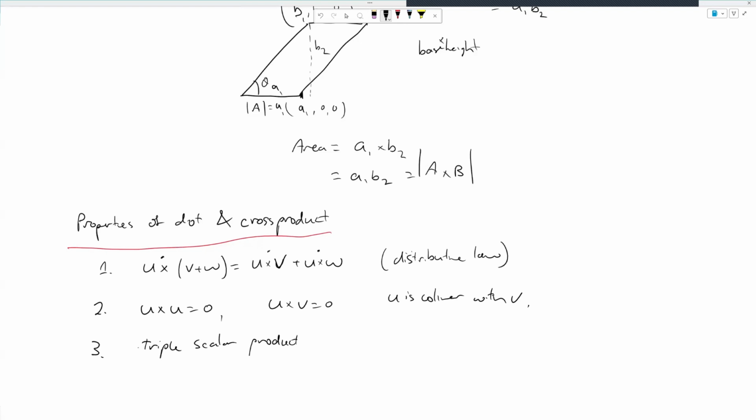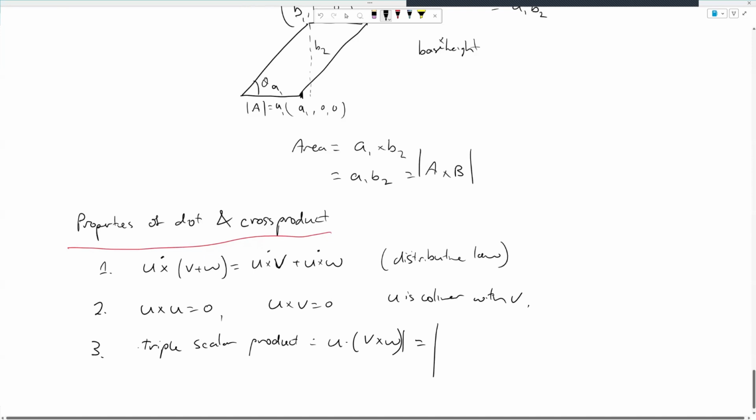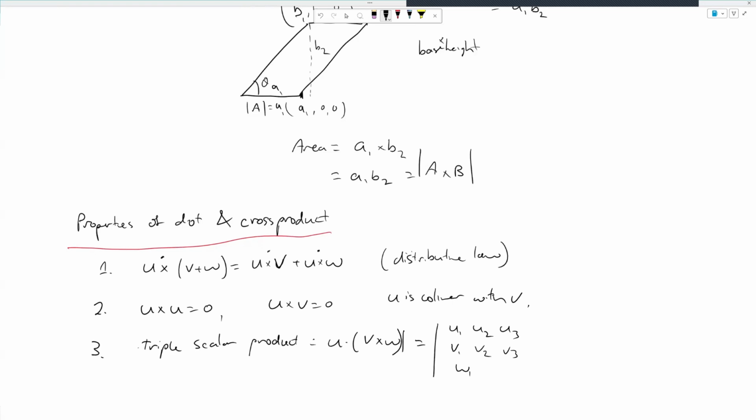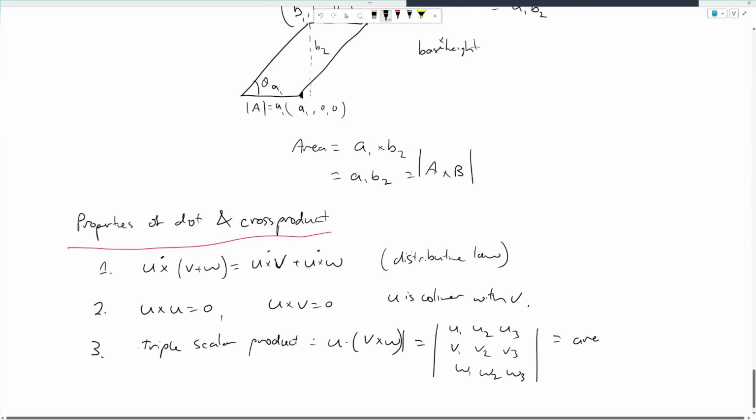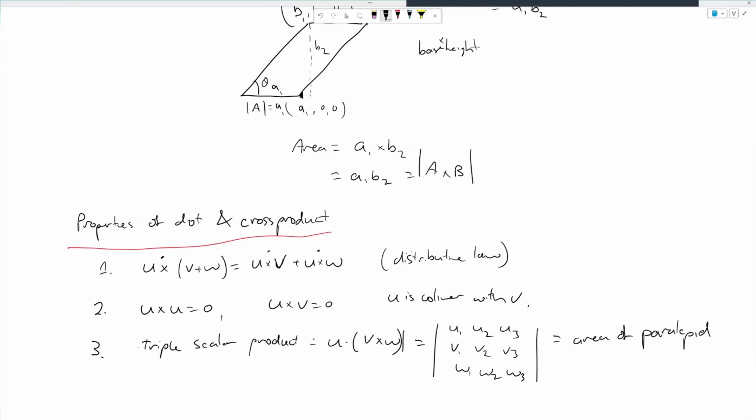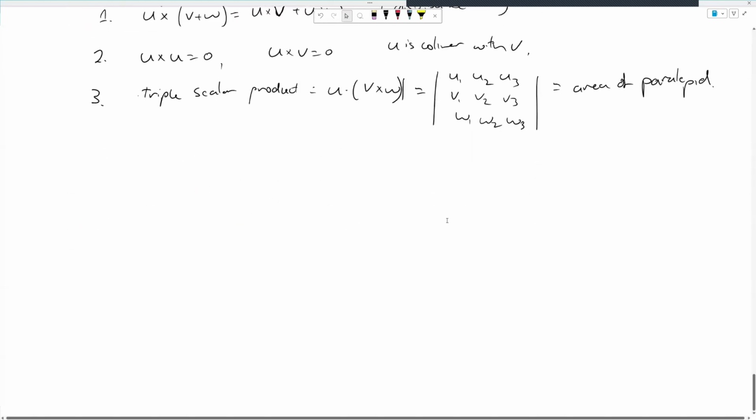This is U dot (V cross W), which is equal to the determinant of U1, U2, U3, V1, V2, V3, and then W1, W2, W3. I won't prove this one, but this is equal to the volume of a parallelepiped. I definitely mispronounced that, and I definitely misspelt that. But essentially, it's the volume.